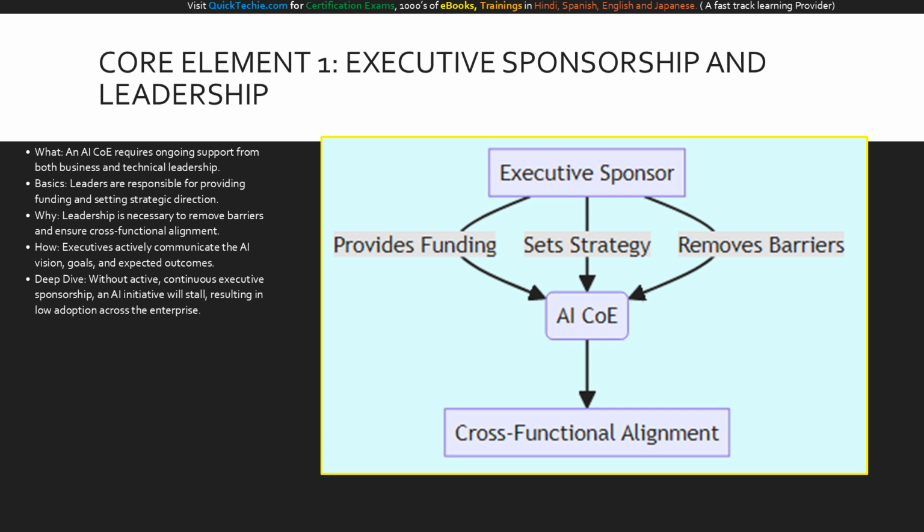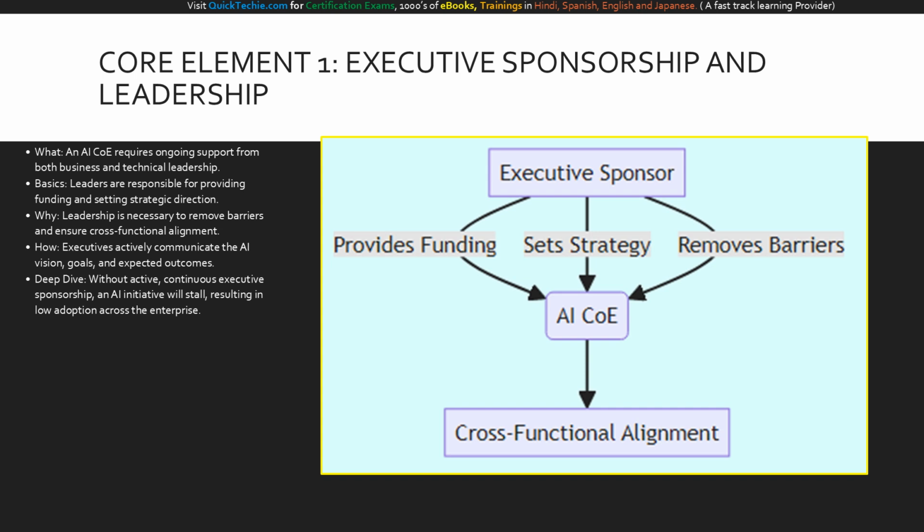This diagram maps out the vital role of the executive sponsor. At the top, the executive sponsor actively pushes three key inputs down into the AI COE node, providing funding, setting strategy, and removing barriers. The COE cannot function effectively without these critical inputs.